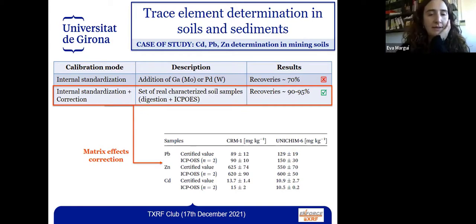However, in this case, before applying this, we realized that the values that we obtained by digestion and ICP-OES were of enough quality, and for that we analyzed two reference materials. Using this approach, we improved the recoveries up to 90–95%, which was okay for this kind of studies.